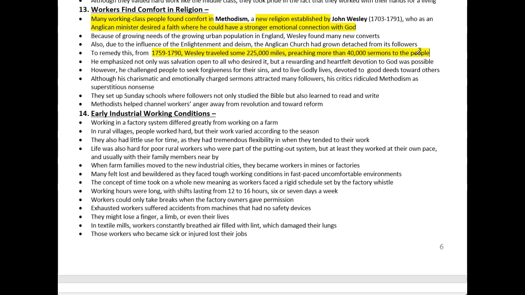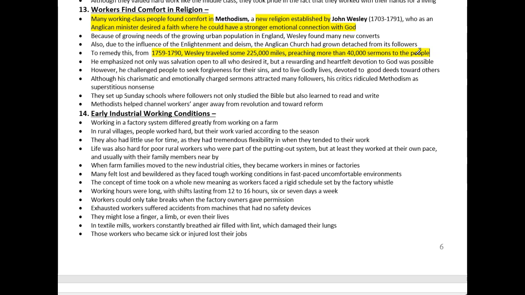All right. He emphasized not only was salvation open to all who desired it, but a rewarding and heartfelt devotion to God was possible. However, he challenged people to seek forgiveness for their sins and to live godly lives devoted to good deeds towards others. Although his charismatic and emotionally charged sermons attracted many followers, his critics ridiculed Methodism as superstitious nonsense. They set up Sunday schools where followers not only study the Bible but also learn to read and write. Methodists helped channel workers' anger away from revolution and toward reform.